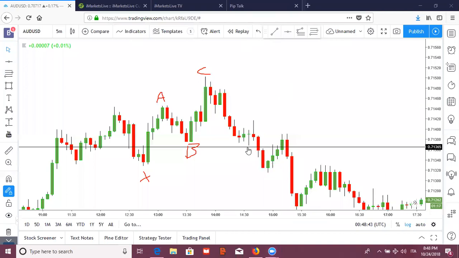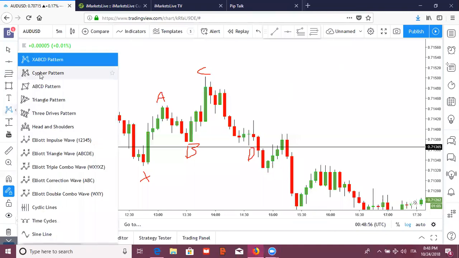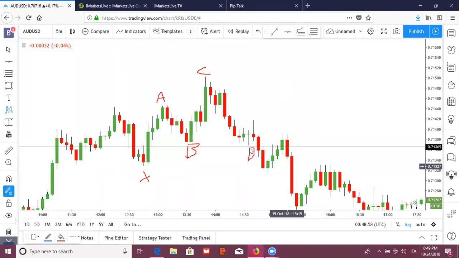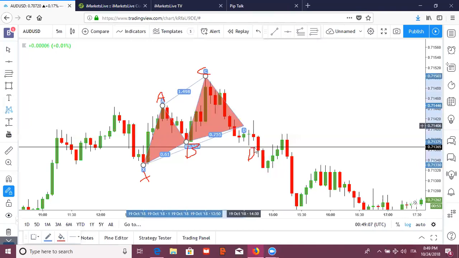So now I have my D leg, which completed right here. Price touch right here on the 78.6. So this is my D leg. So now I have that completion on that harmonic pattern. All right, and the D point is always the entry. So from X to A to B to C to D is always the entry point right here.